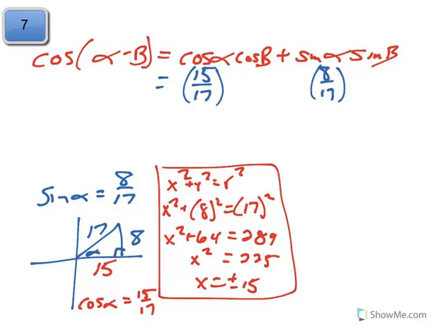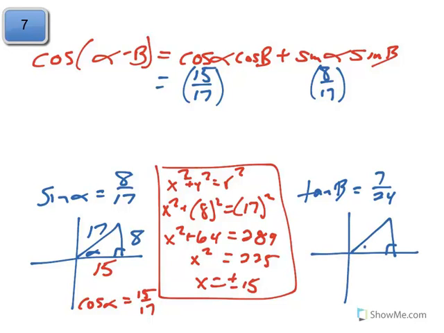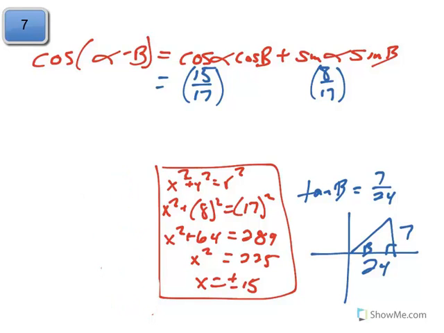The next piece of information that you're told is that tangent of beta is 7/24. And once again, you're told this is in quadrant 1. Tangent is y over x. So y is 7, x is 24. Once again, do not erase your side work. I'm doing it just so I can show this to you.